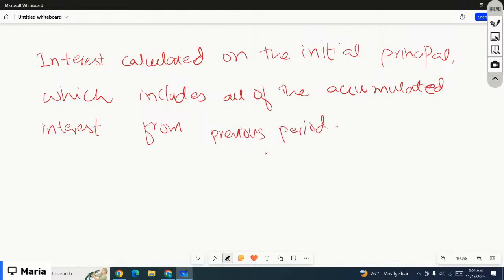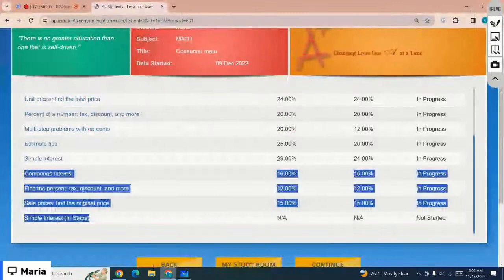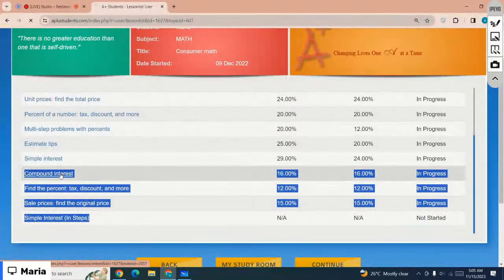So basically we are going to calculate the compound interest, right? So for the compound interest, initially it is calculated on the principal amount, right? Then you have to include all the accumulated interest for the previous periods. You have to add interest also, right? Let's just start with the practice questions. Here I am on the lesson compound interest.